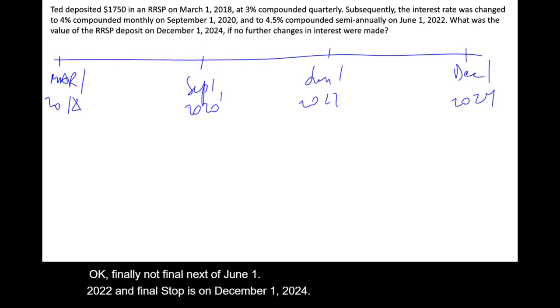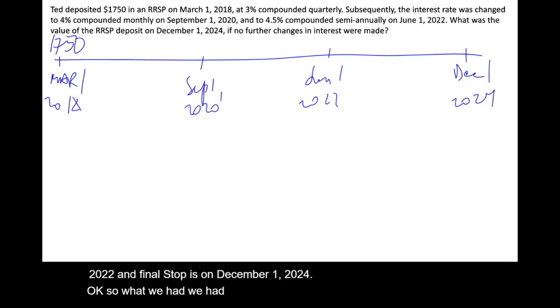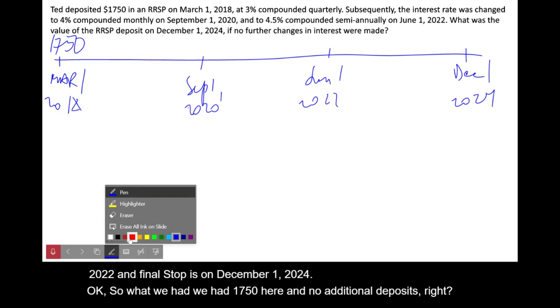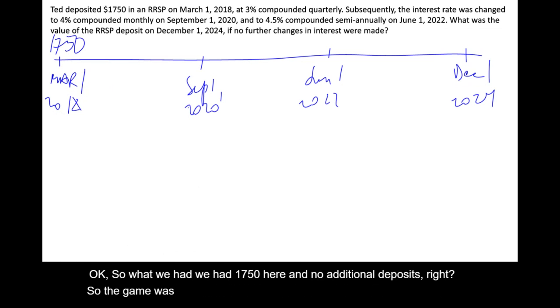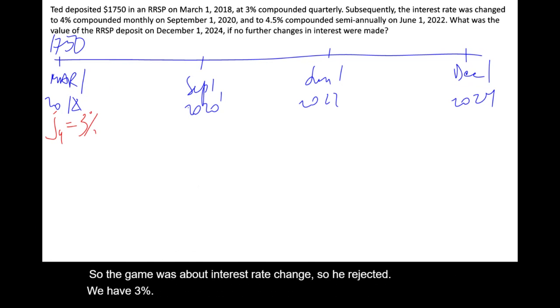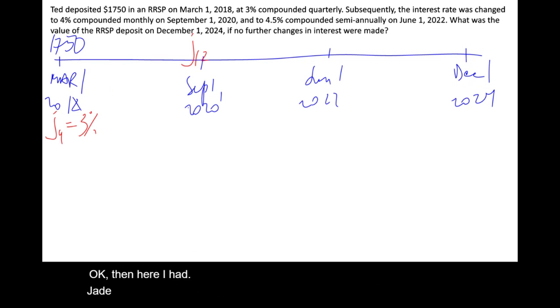Okay, so what we had is 1715 here and no additional deposits, right? So the game was about interest rate change. So here J4 we have 3%. Then here I had J12 4%. And J2 4.5%.